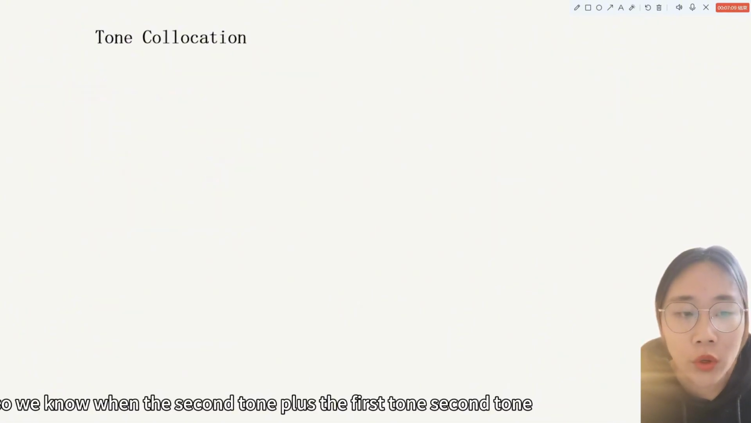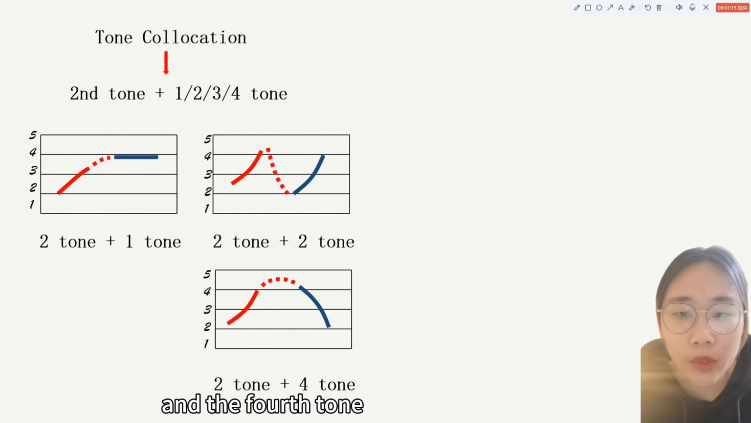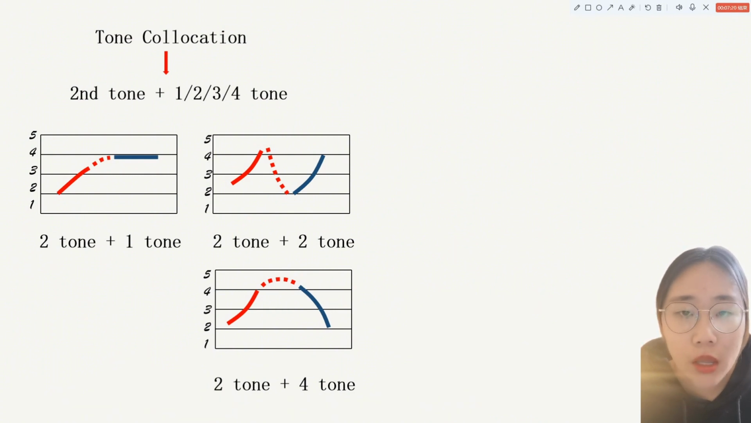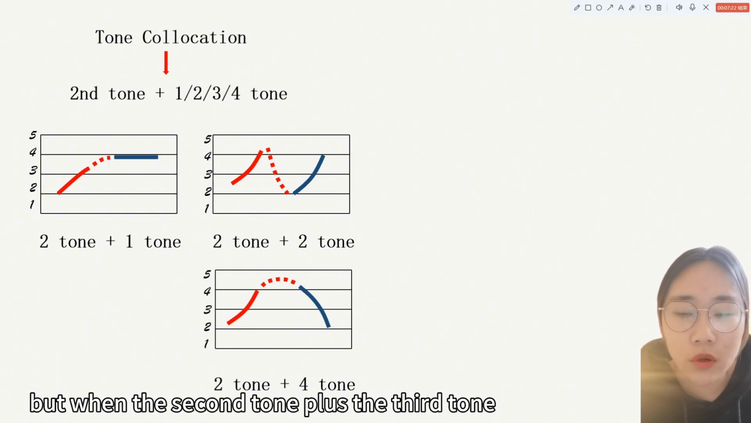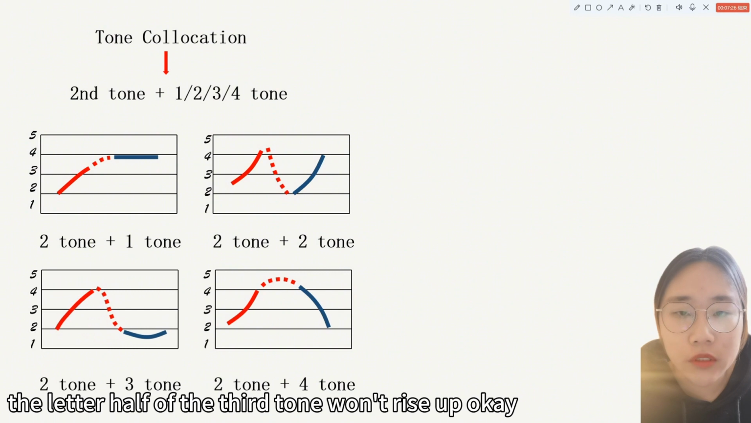So we know when the second tone plus the first tone, second tone, and the fourth tone, the pronunciation remains unchanged. But when the second tone plus the third tone, the latter half of the third tone won't rise up.